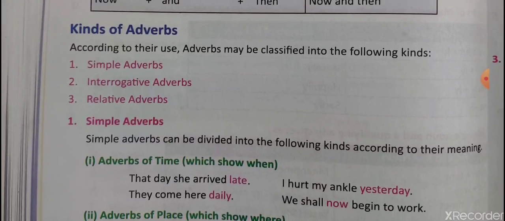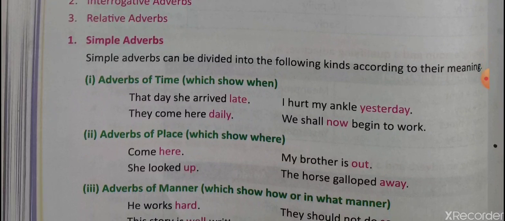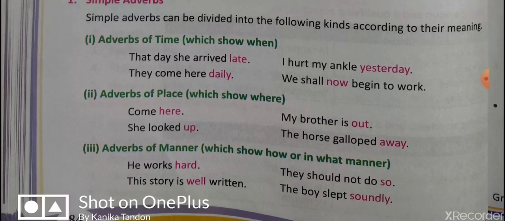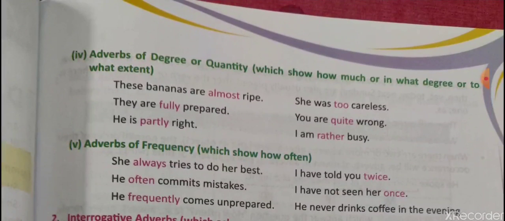There are three kinds of adverbs: simple adverb, interrogative adverb and relative adverb, and then they are subclassified into different forms. First we are going to study what a simple adverb is. Simple adverbs can be divided into the following kinds: adverbs of time, adverbs of place, adverbs of manner, adverbs of degree or quantity, and adverbs of frequency. We are going to study them one by one.